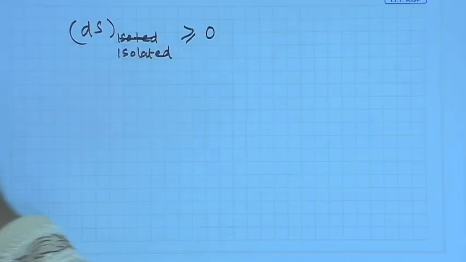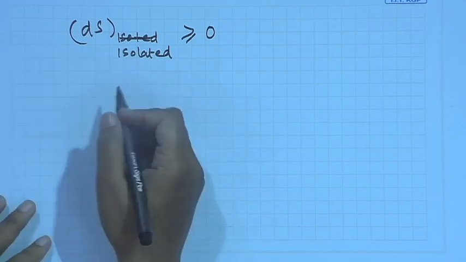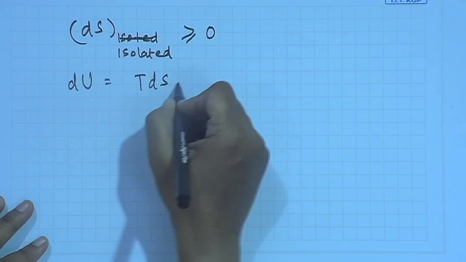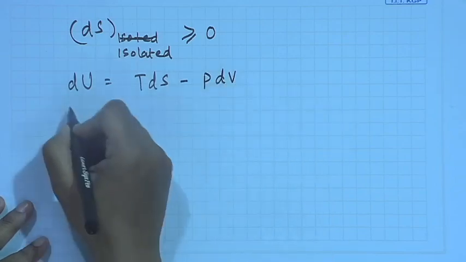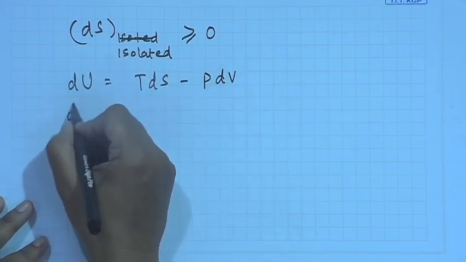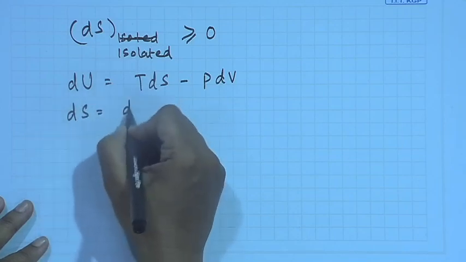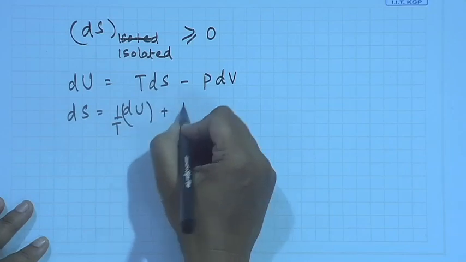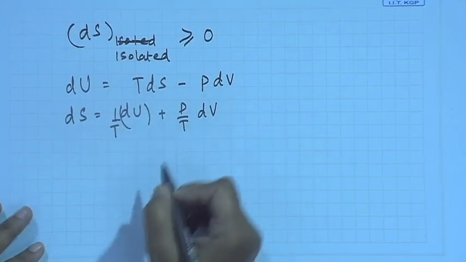So, before I start, I would just like to remind you something which I said a little time back. What I meant to say is that when I say dS isolated equals 0 and when I consider this particular equation, what do I get? I get dU equals TdS minus PdV, or in other words what I get is dS equals (1/T) dU plus (P/T) dV, right.